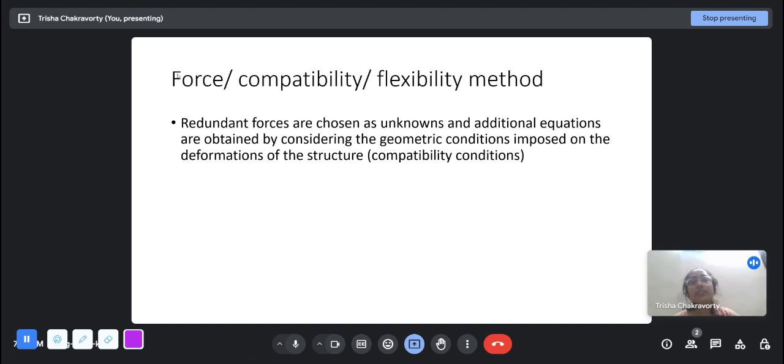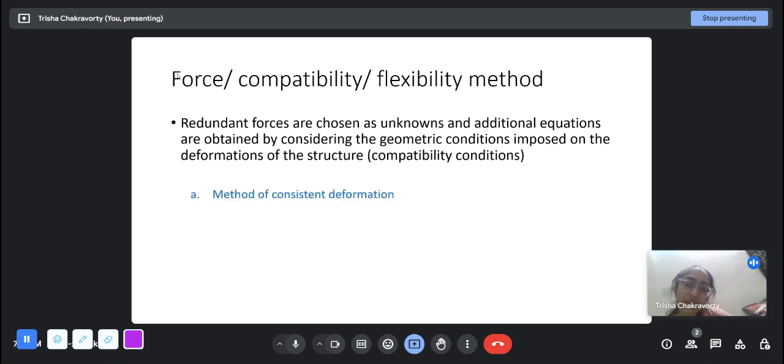But if we have more reactions, the two approaches we follow are the force methods and the displacement methods. The force methods are also known as compatibility or flexibility methods. Redundant forces are chosen as unknowns, and additional equations are obtained by considering the geometric conditions imposed on the deformation of the structure. These are called compatibility conditions.